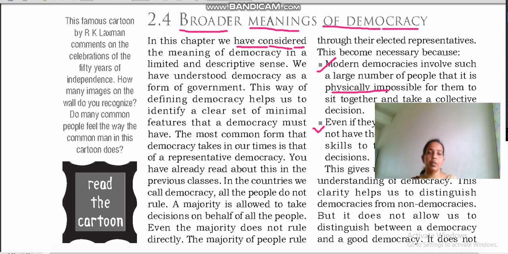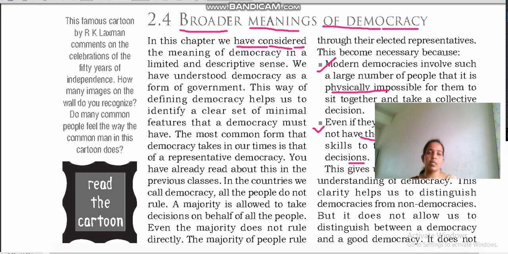Next, even if it were possible for them to come together, maybe it could be made possible, but the citizens do not have the time. People don't have time to come together, discuss, or present their problems. They also lack the desire and skill to take part in all the decisions. So these are some facts we have to accept. That is why representative democracy is accepted throughout the world.